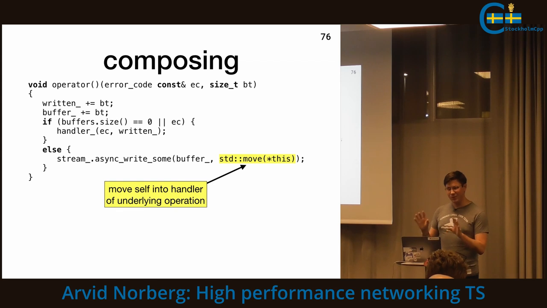But one interesting observation here is that if you imagine some more complicated composed operation, you can tell that this is a state machine. It's something that gets called multiple times, and you might be in different states. You might want to switch and do something depending on what state you're in. So I would expect that once we have coroutines, which we sort of have, I would be interested in exploring how this could be simplified and basically be turned into a coroutine.